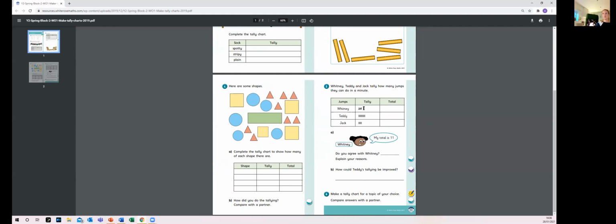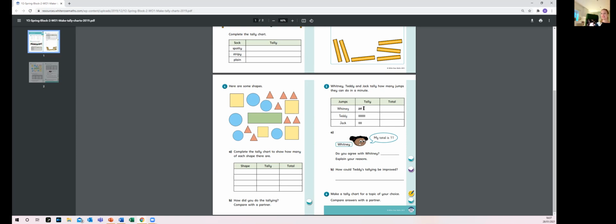Whitney, you might need to write the numerals in the total box, to be honest. Question 5A, Whitney there says, my total is 11. Do you agree with Whitney? And explain your reasons. And that's what lots of you are working hard at doing in maths at the minute, explaining your reasoning, making sure it makes sense, and that you've included detail in your answer.